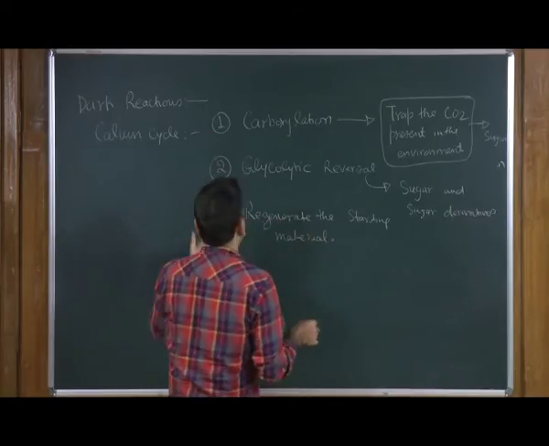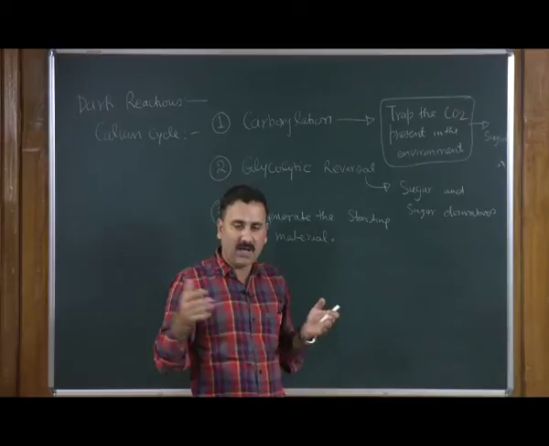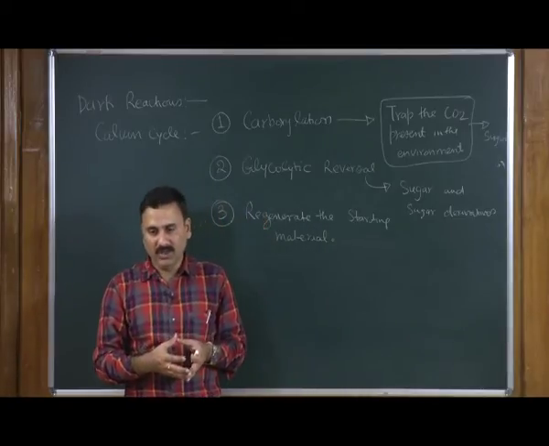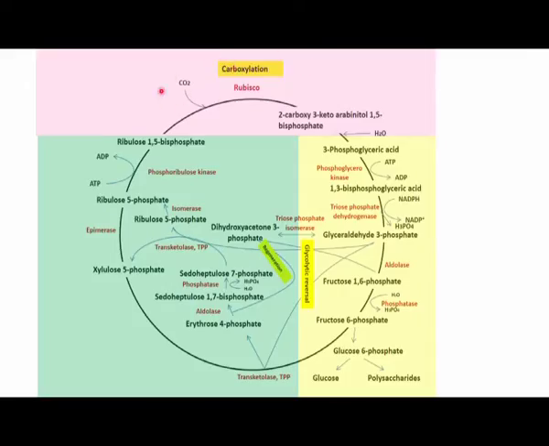So, all these events we are going to discuss individually. Okay. So, now what you can see in the given PowerPoint slide. As we discussed, these are the three different reactions. One is called carboxylation. The carboxylation step will trap the carbon dioxide which is present in the environment.